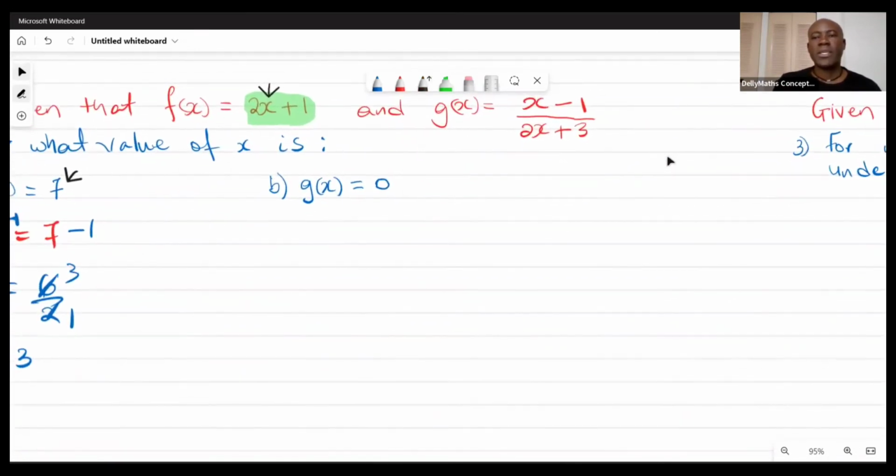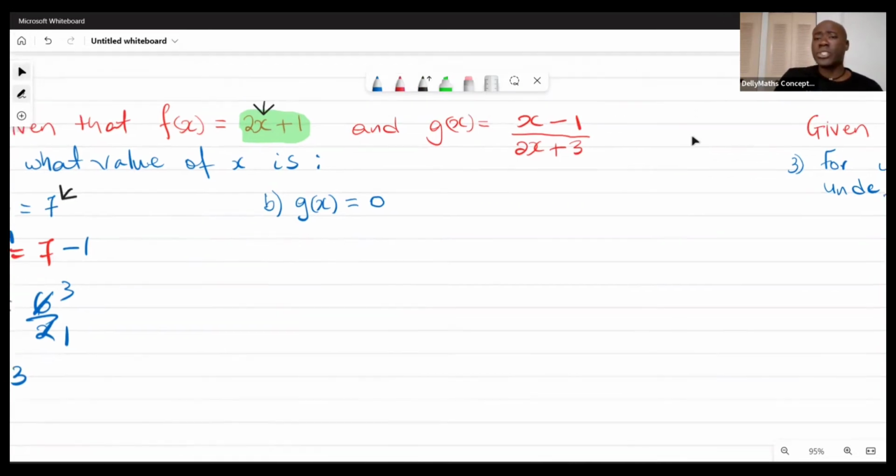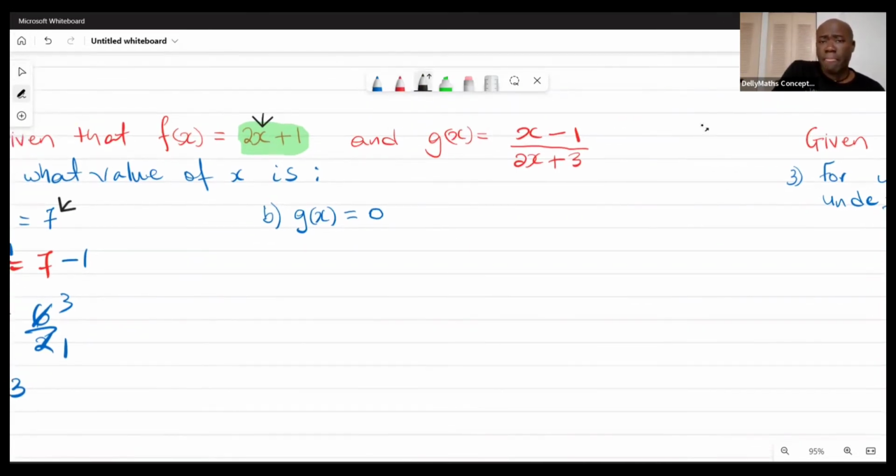All right, so the next piece here says that we want to know what value of x is g of x equals 0. Well, another interpretation could be, what values could I substitute here, in the g function, such that when I'm finished, I will get a 0. A very simple way of approaching a question like this is to set the g function equal to 0.